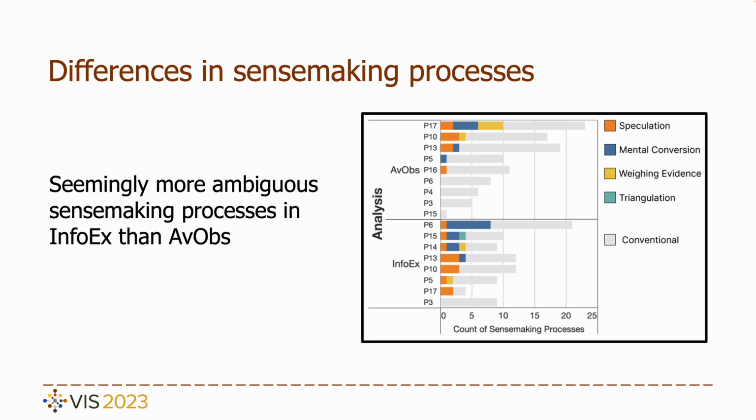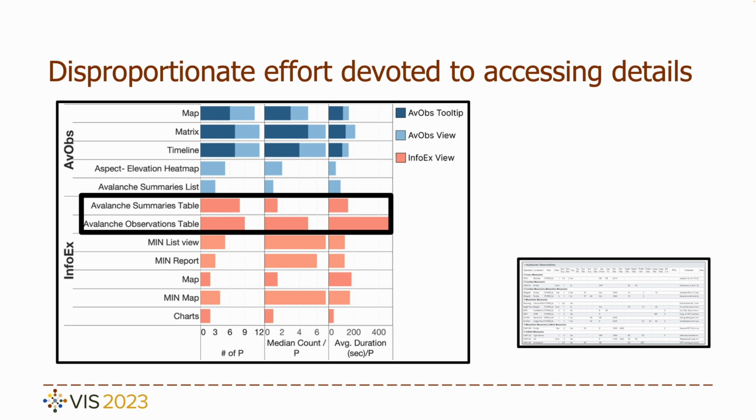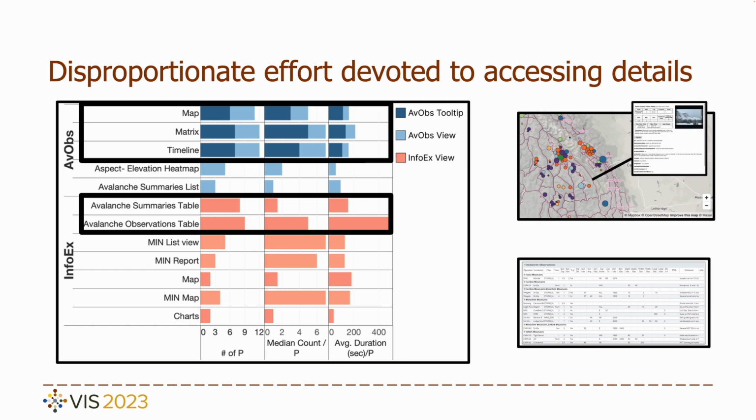And while the data produced in this study are messy and incomplete, and this was not meant to be a summative comparative study, there are some clues that might explain this difference. Part of the reason for this may be because of how the information of interest to the forecasters is displayed and accessed in either tool. Forecasters spent a disproportionate amount of effort trying to access report details. When looking at InfoX, instead of using chart views, they chose to read the table view. And in AVOBs, when using the map, matrix, or timeline views, we see that forecasters were spending more time using tooltip interactions rather than looking at high-level patterns.